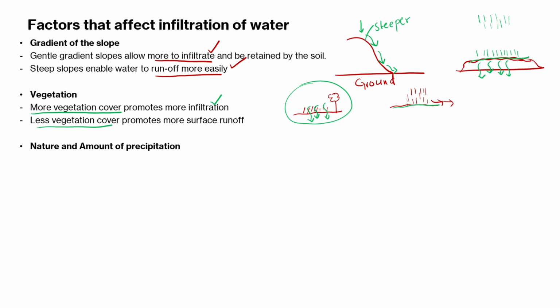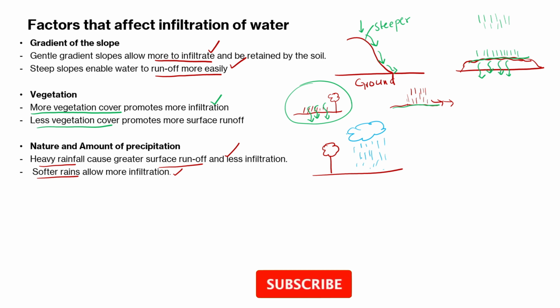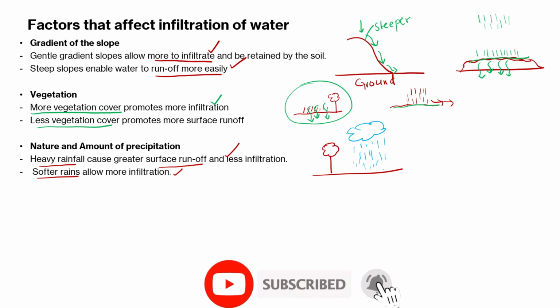The nature and amount of precipitation. So if we have got heavy rainfall, there will be a greater surface runoff and there will be less infiltration. But if we have got softer rainfall, there will be more infiltration. So basically, when we are having heavy rainfall, meaning that we have got a lot of rainfall in that particular area, heavy rainfall from cumulonimbus clouds, I'm sure you are familiar with this, this will promote more runoff.